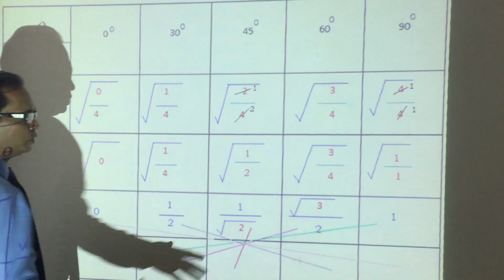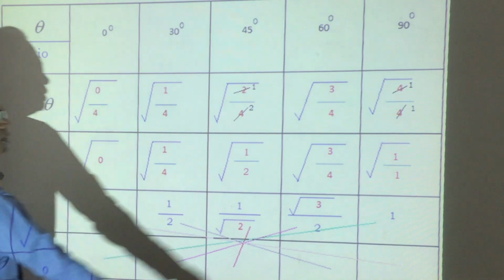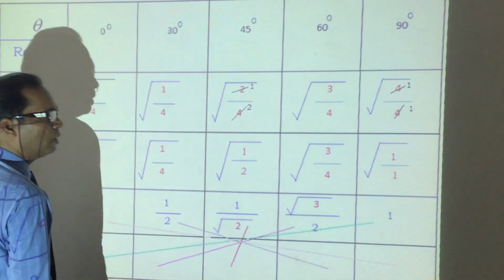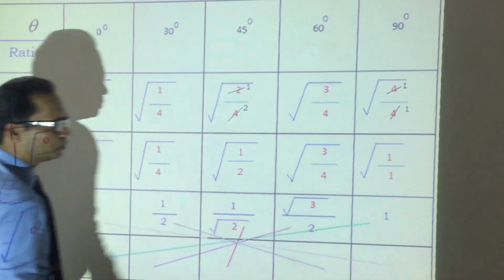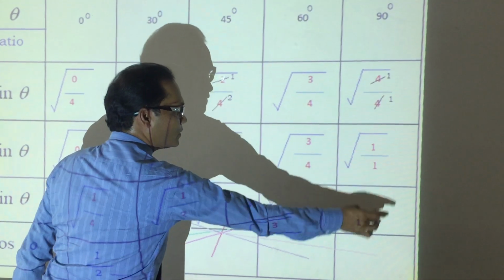Square root of 2, we are not taking in the fraction, so square root 2 is there. Okay? Now, 3 is the same, square root of 3, but square root of 4 is 2. And this one, 1 over 1 is 1. So that square root of 1 is 1.